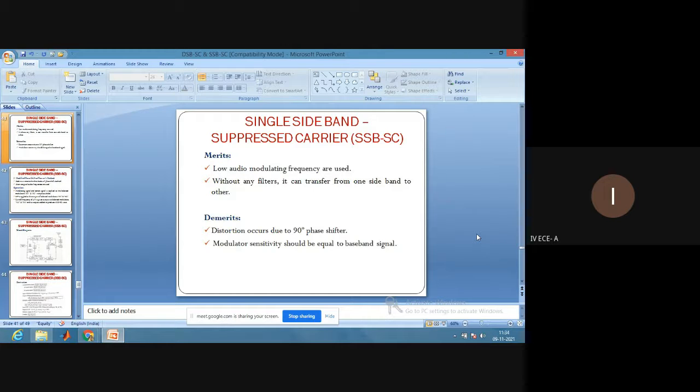Let us discuss the merits and demerits of the system. Merits: low audio modulating frequencies are used, and without any filters it can switch from one sideband to the other. Demerits: distortion occurs due to the 90-degree phase shifter, and the modulator sensitivity should be equal to the baseband signal.